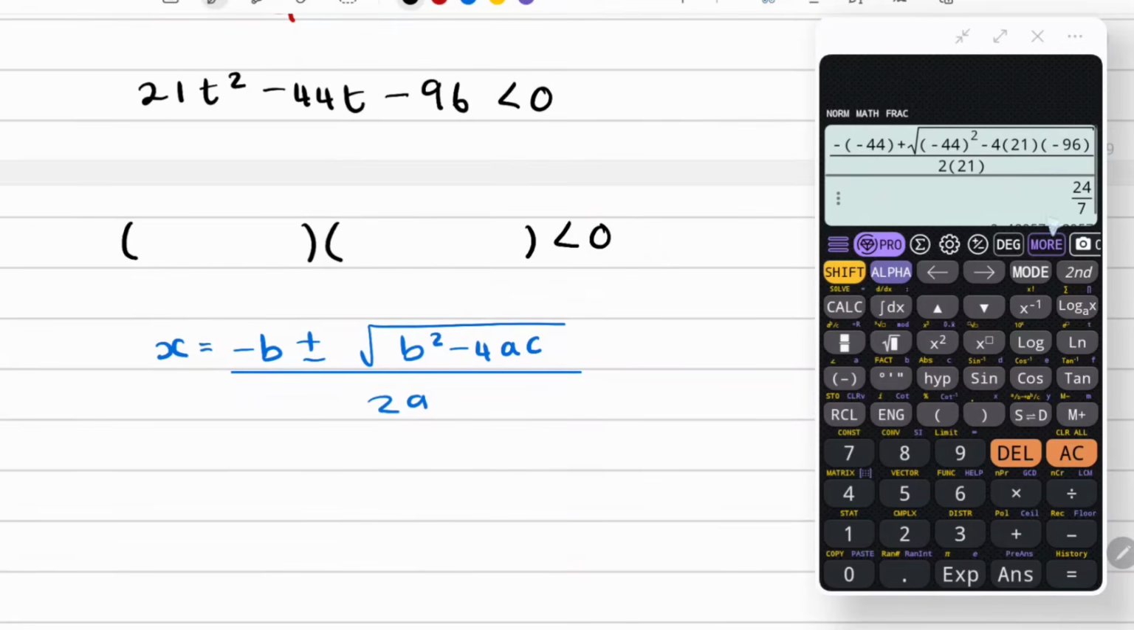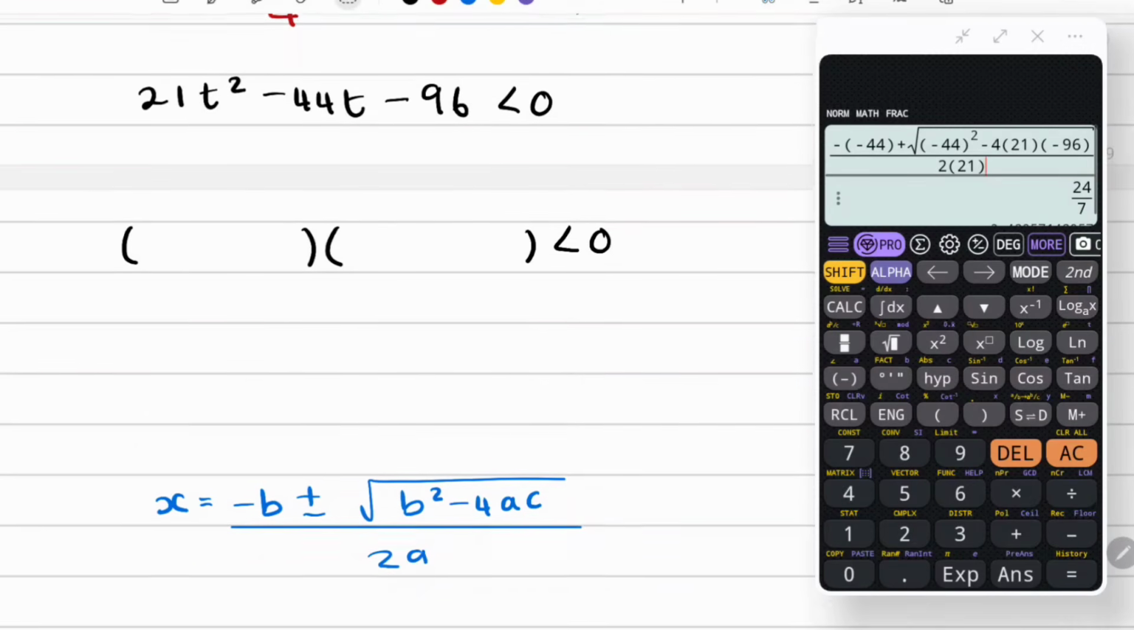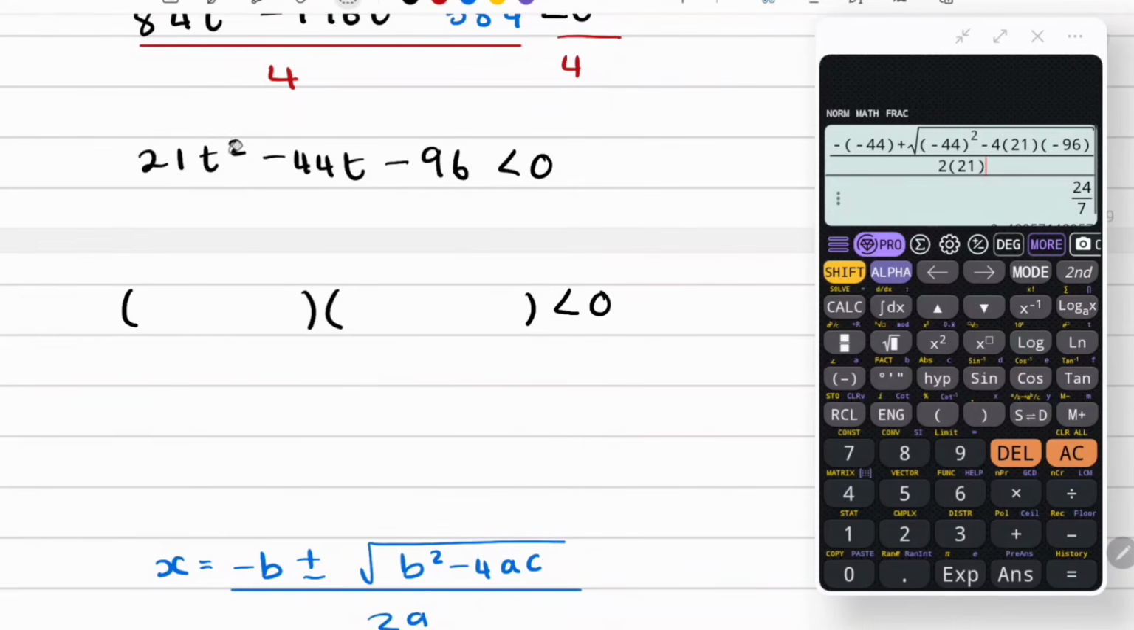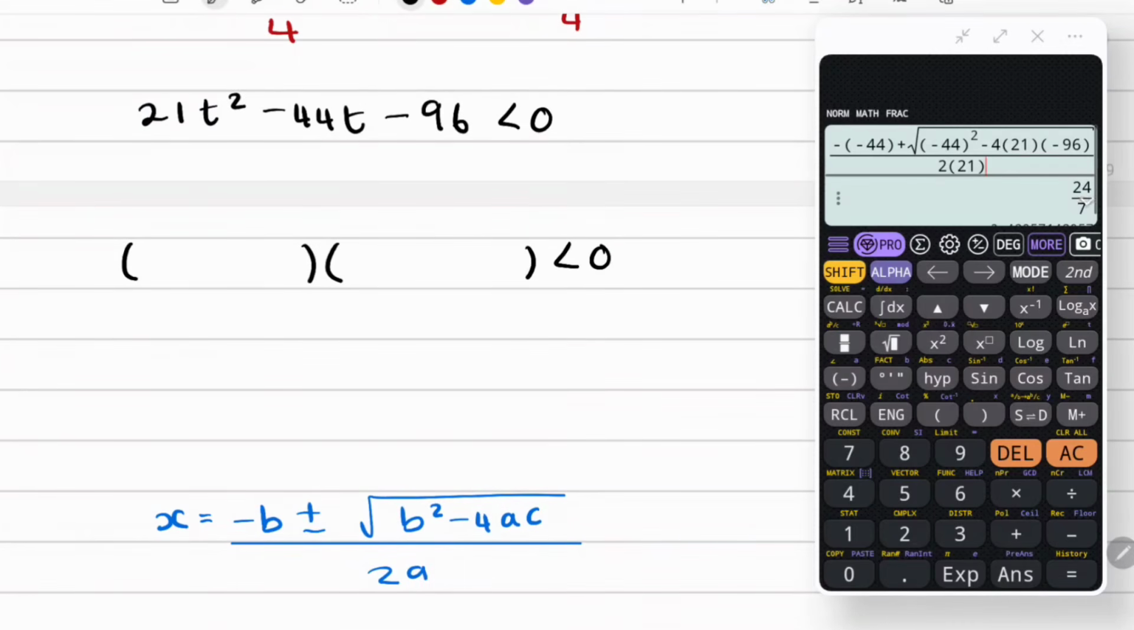Now here's how to work with stuff like this. I know in the past I've shown you guys how to use the quadratic formula on quadratic equations, but the ones that have x squared. So the ones with the coefficient, this is how it's going to work. Remember that that's giving you your critical value, meaning your solution for t, right? It's telling you that t is equal to 24 over 7.